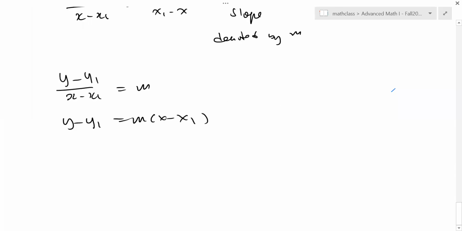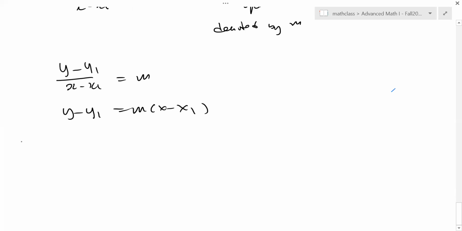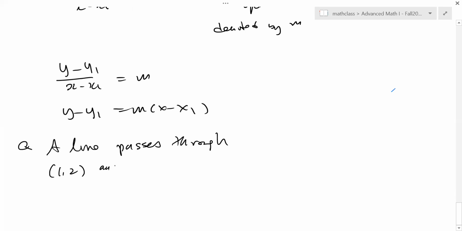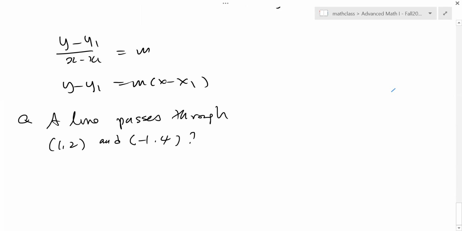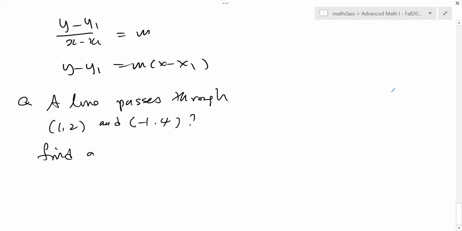Okay. All right, so let's take a look at the following problem. A line passes through 2 points. Okay. Let's find an equation for the line.